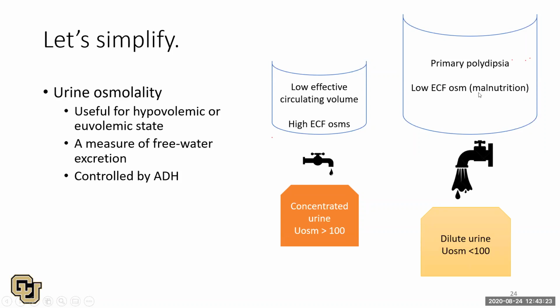For malnutrition, similarly, because you have no solute intake, your extracellular fluid osmolality is low, and so your body's like, man, I gotta get this osms high, so I'm gonna get rid of water so that I can concentrate the solute in my body. And so this is the reason in these two conditions your urine osm is going to be less than 100, meaning you have dilute urine.